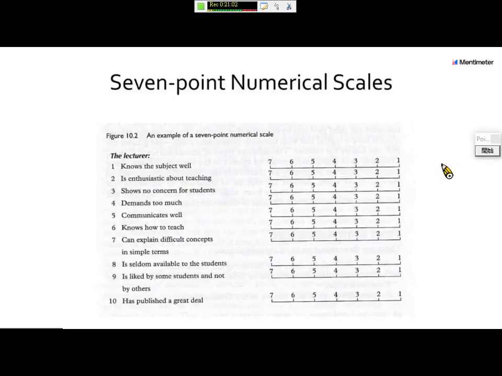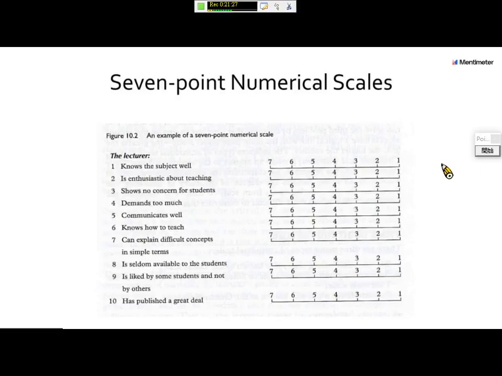Well, the truth is there's not too much difference between using 5 or 7. Why is that? Because we count on a large sample size. When we collect the data, the average will reflect the true attitude of the respondents. Okay? And using a 7-point scale has a shortcoming.